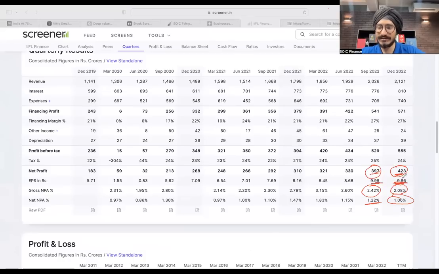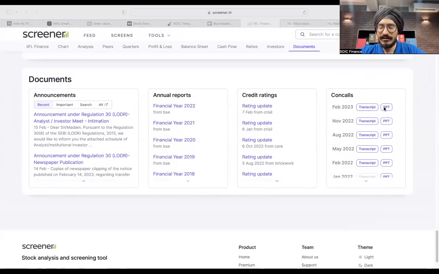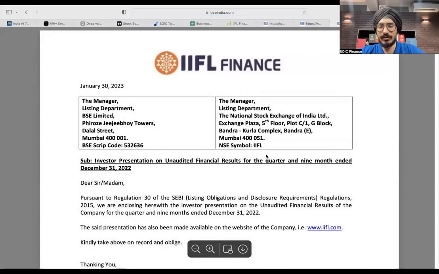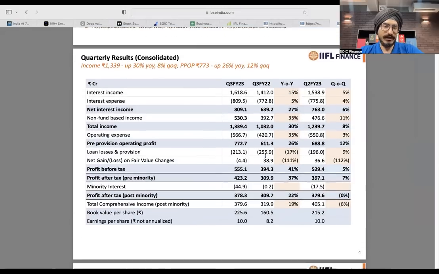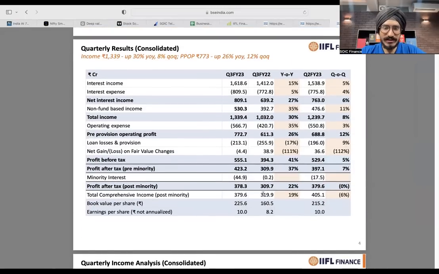EPS looks flat because there was some equity issue this time, because the Abu Dhabi investment fund came and invested. Whereas year on year, if you look, from 310 crores your profit has gone to 423 crores. So again, year on year there has been 25 to 30% growth. And coming to the presentation as well, what was leading the growth majorly, if we go to the presentation, you'll find that loan losses and provisions have fallen, whereas your interest income and total income have grown by 30%.